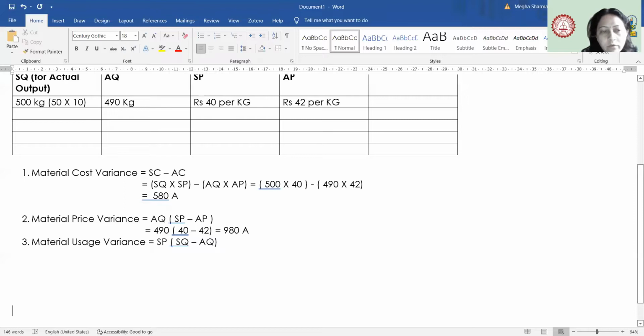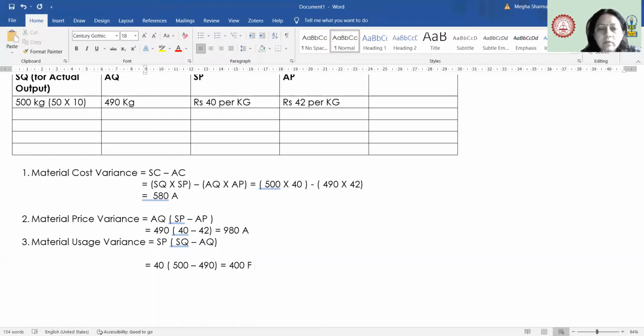Now, what is your standard price? Standard price कितना है? Standard price is 40, right? And standard quantity is 500. Actual quantity is how much? 490. If you are going to solve it, how much will you get? Yes, what will be the result? 400 favorable. Yes, 400 favorable. So I'm going to write over here 400, that is favorable.